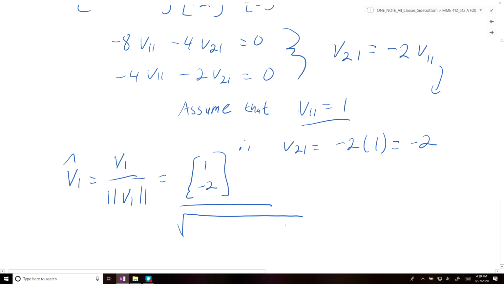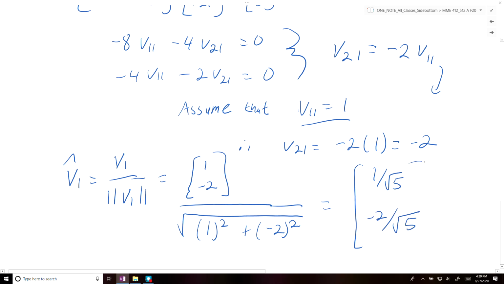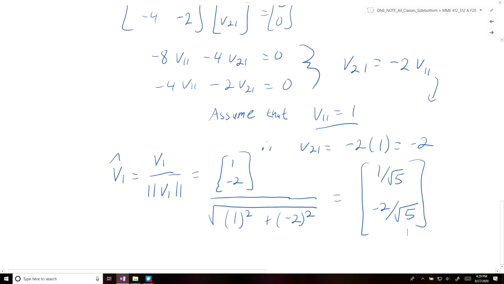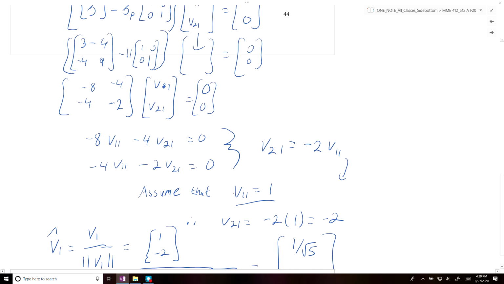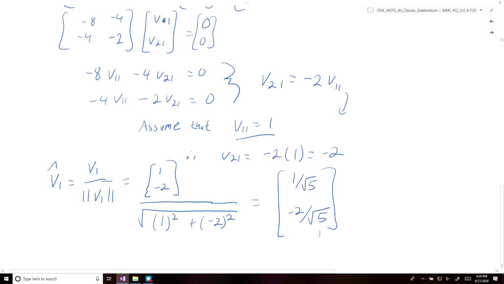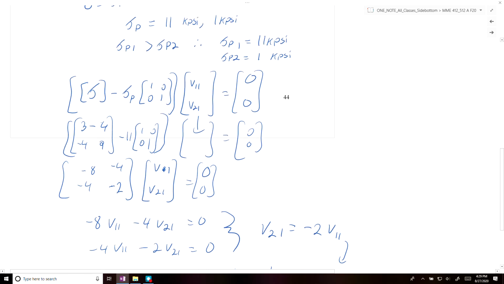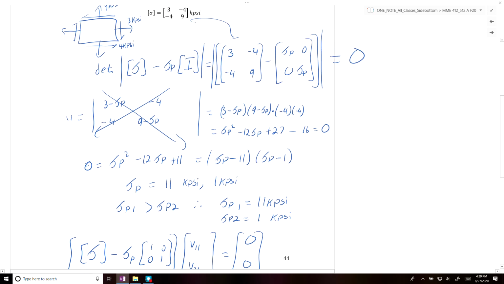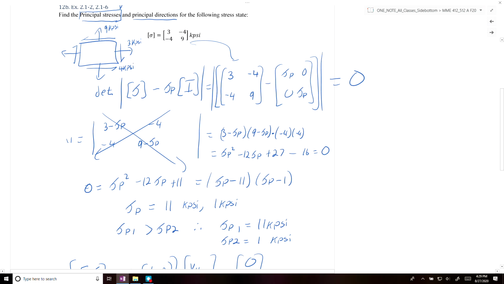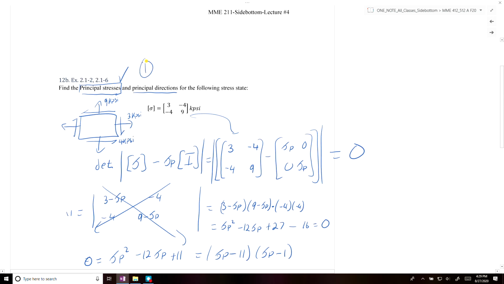So we're just going to take v11, square it, plus v22, and square that, or v21, and square it. Okay, so what we end up getting is our eigenvector to be 1 over radical 5 and minus 2 over radical 5. So we're going to repeat the same process, but this was our first eigenvector v1, and next we're looking for our second eigenvector v2. So we have 1 out of the 2 principal directions.